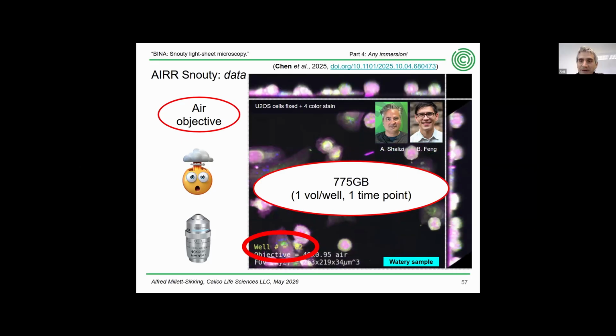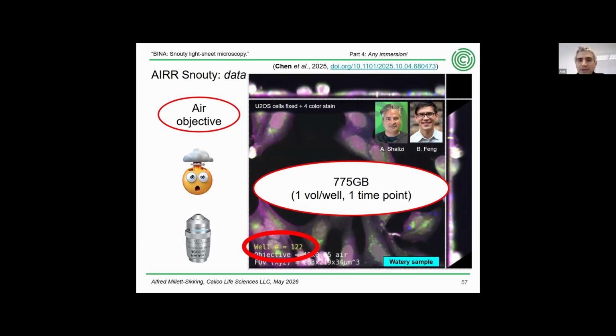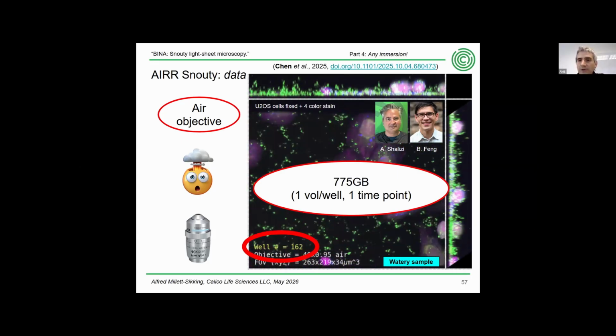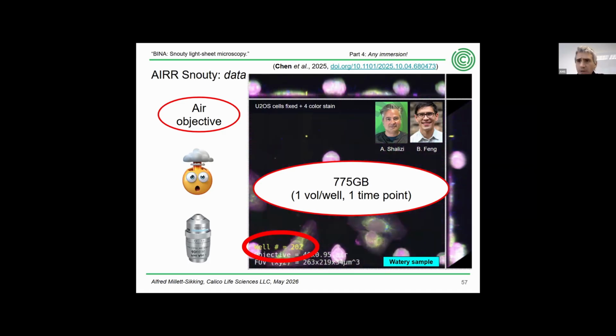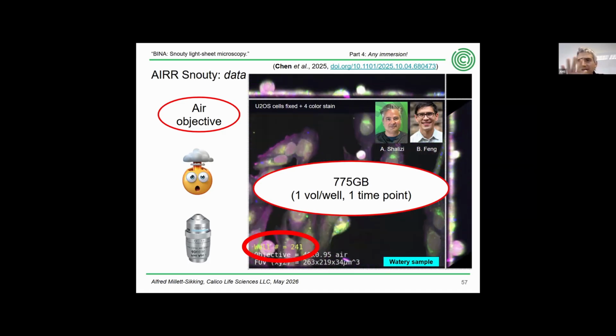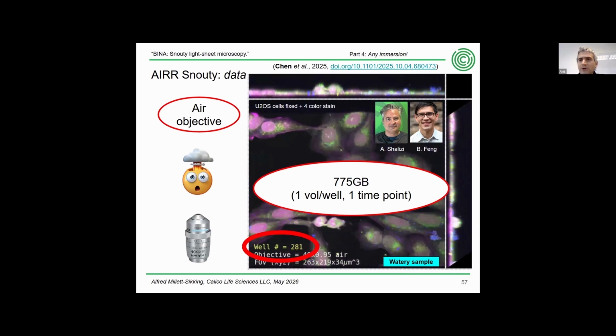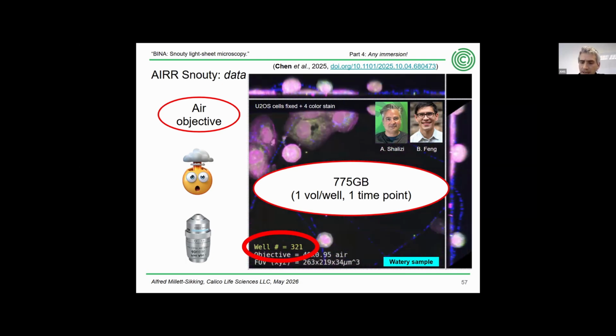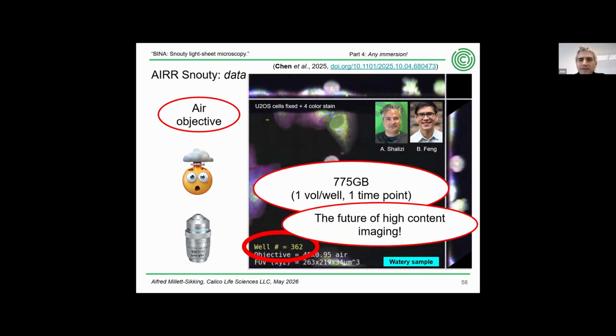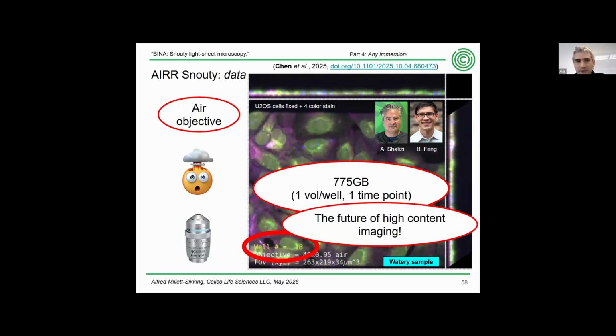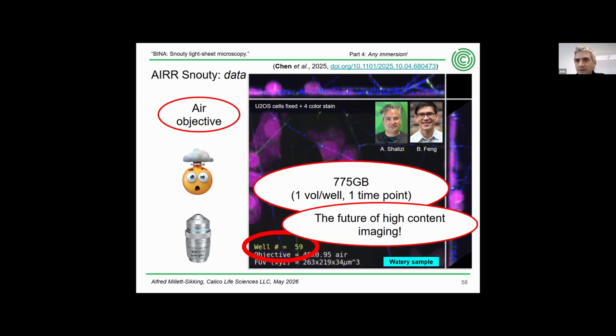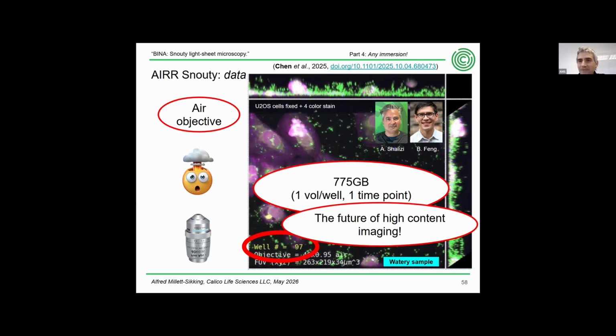So the data is crazy, right? For this acquisition that I'm showing here, which is just one volume and one time point, it's almost a terabyte. So you can imagine if I did some kind of time series or tiled more fields, this would get out of hand pretty quickly. So I really think this is the future of high content imaging. We might just have to wait another 5 or 10 years before it's out there in the wild.